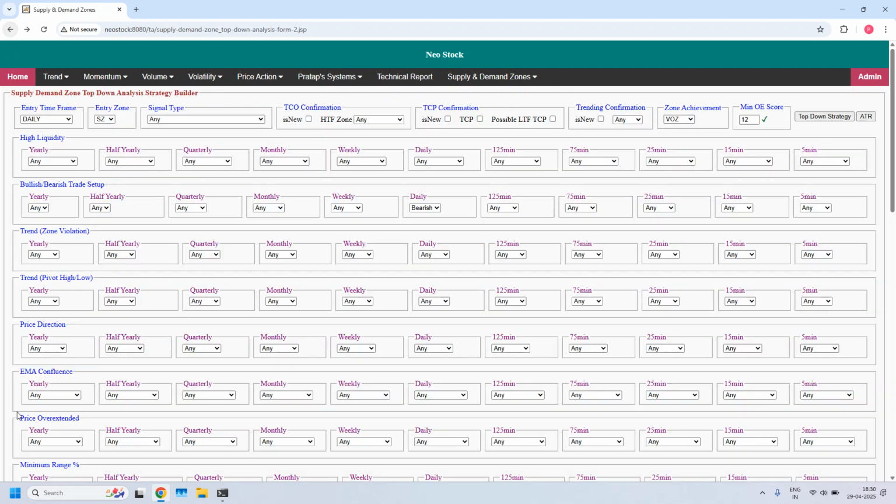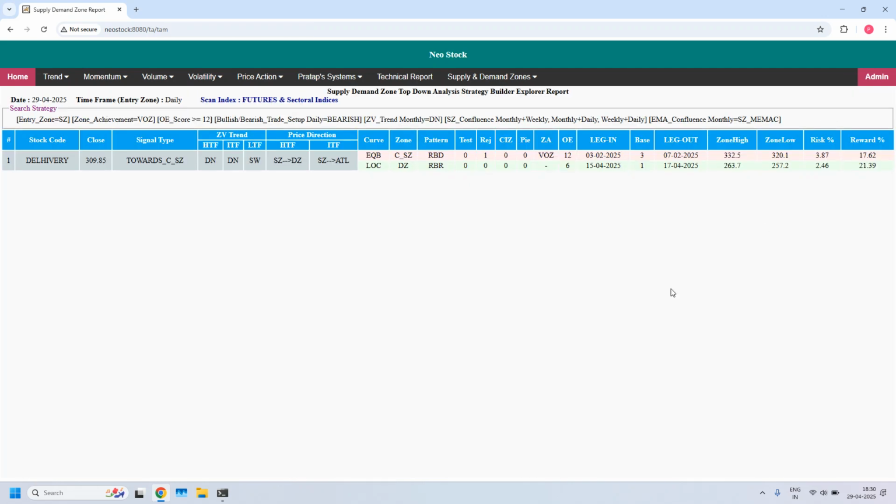So let's filter EMA confluence at monthly, checking monthly supply zone with monthly EMA confluence, and also trend on the monthly should not be sideways. It can be downtrend. It should be downtrend because it is bearish trade setup. So this one stock is filtered having monthly trend downtrend. So that way this daily supply zone is having even more high probability to get success. So this is about bearish trade setup for monthly income trade. Entry time frames, daily zones, daily supply zone.